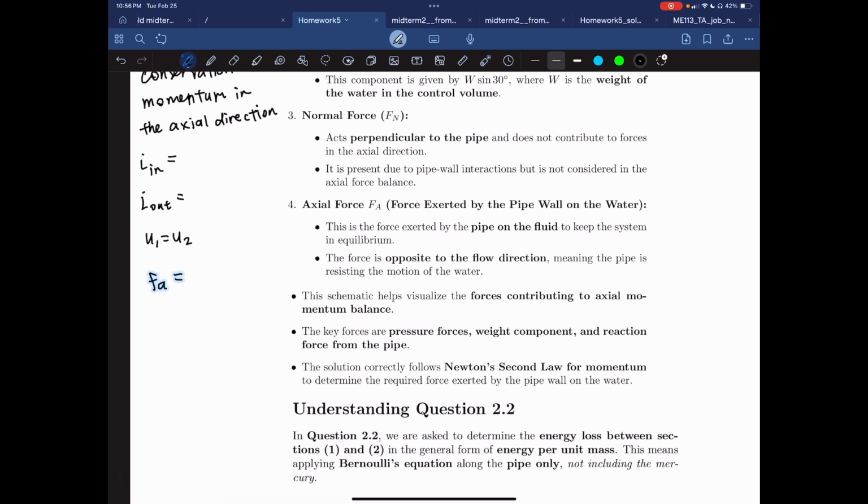So you'll need to basically create a balance equal to 0 using all those terms. Your answer should of course be in newtons. And don't have a negative answer. Your answer will be opposite to flow direction.